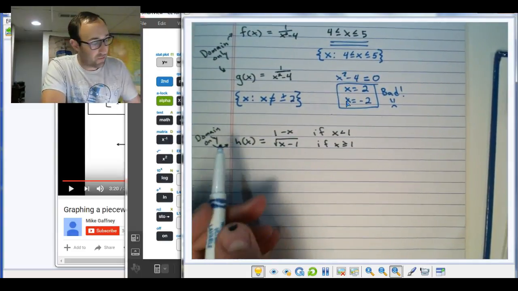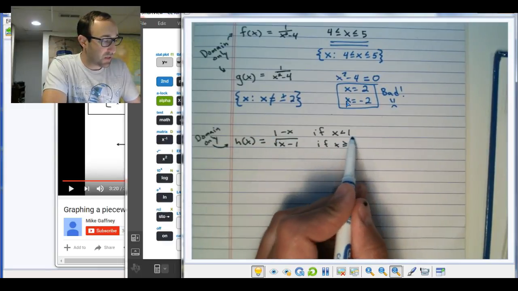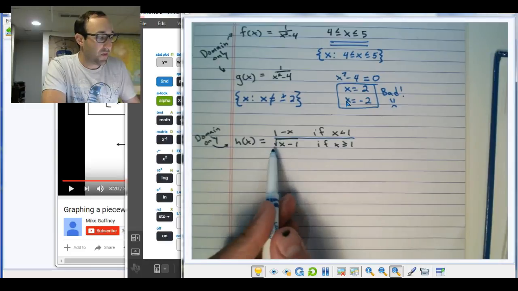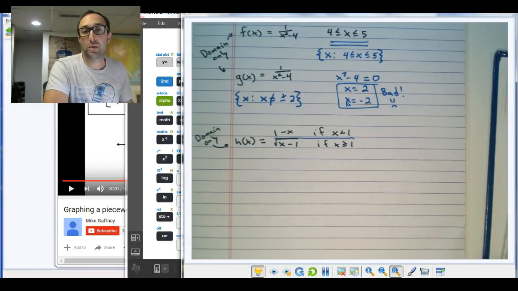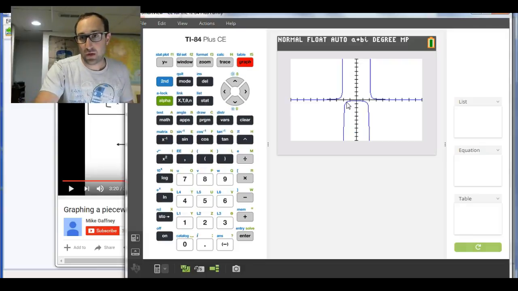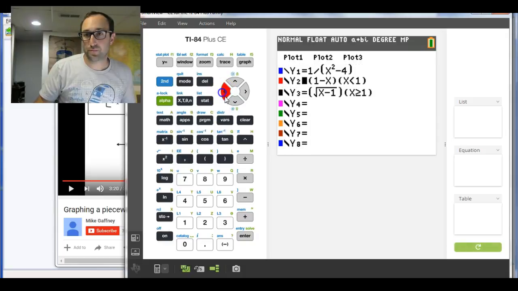We're looking only at domain. h of x equals 1 minus x if x is less than 1, and the square root of x minus 1 if x is greater than 1. So it's something called a piecewise function. So what we're going to do is look at that, and I couldn't quite get it on my graphing calculator to do it all at one time, so what I ended up doing was I just plotted it as two separate ones.